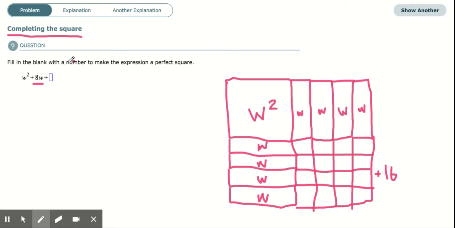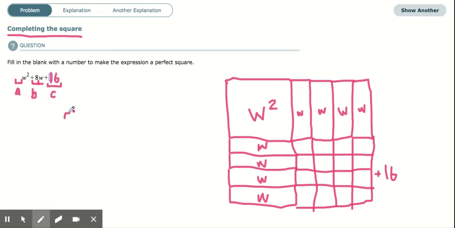Now, here's a way to do this without using the visual model, the area model. What did we do? Well, we took half of this value. Remember, when we're talking about standard form, whatever the coefficient is in front of w squared is a. Whatever the coefficient in front of the w is, that's b. And whatever the constant is here, that's c.